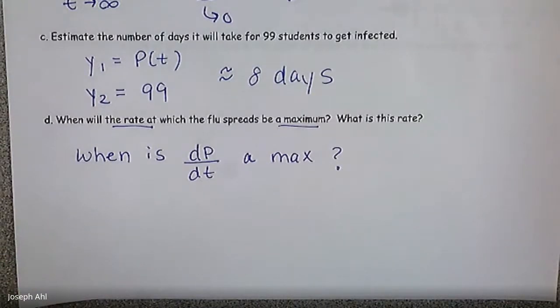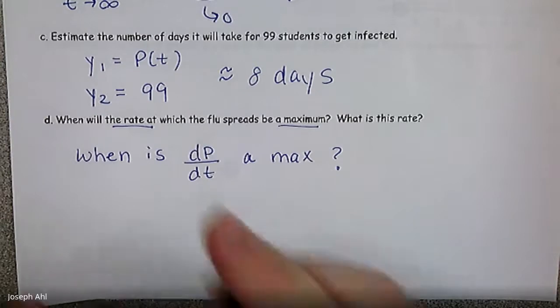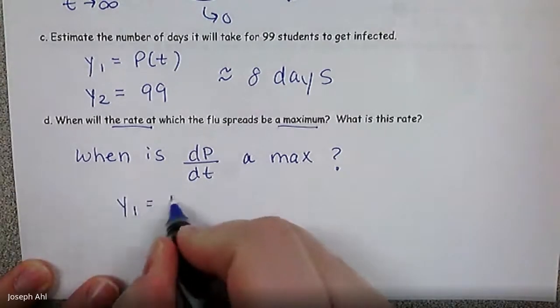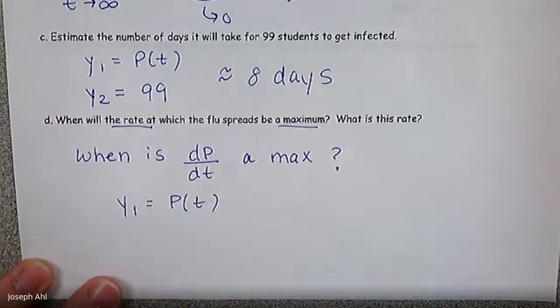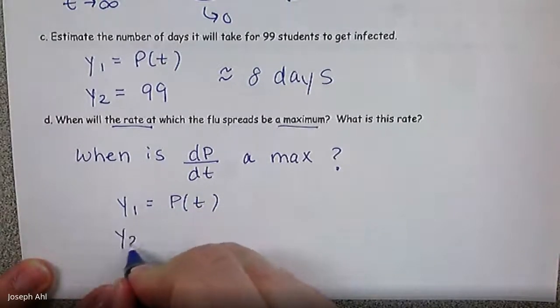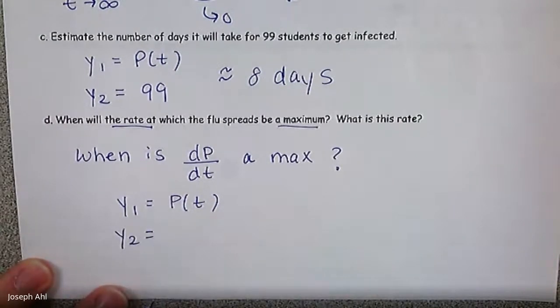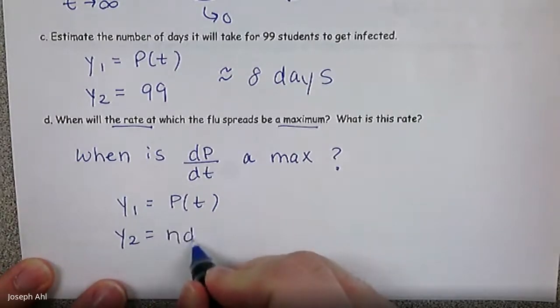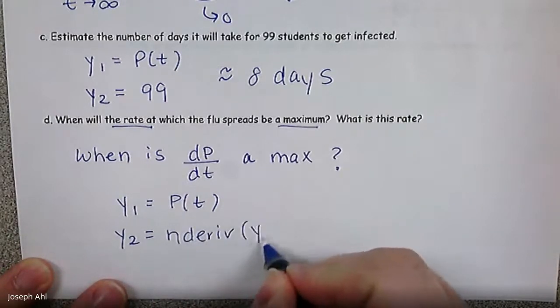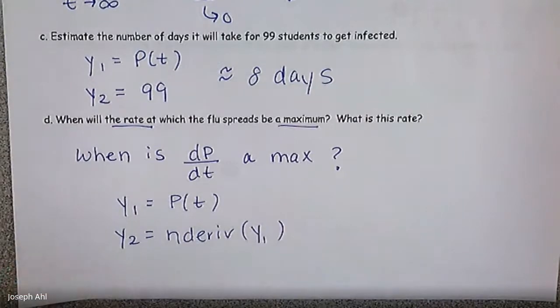So you can do this in a few different ways, and I am going to do it graphically. We already have in y1 right now our function P of t. So graphically, so that I don't have to find the derivative and go from there, we can just do nDeriv of y1. And that's going to represent dP/dt. And we can calculate pretty easily, once we look at the graph, when that's at a max. Okay, so we'll go ahead and do that in just a moment here.